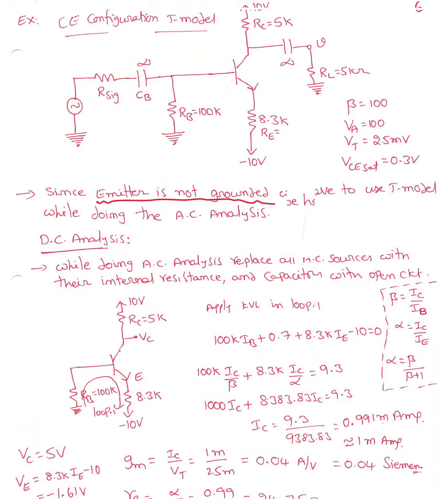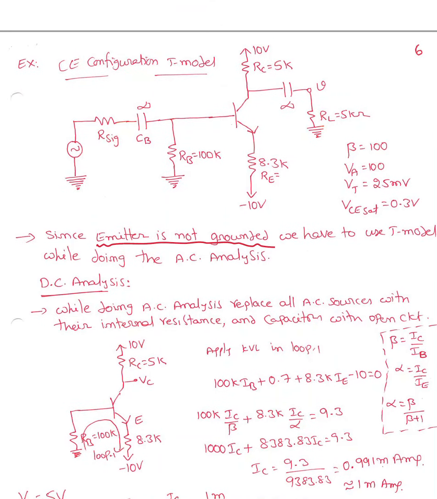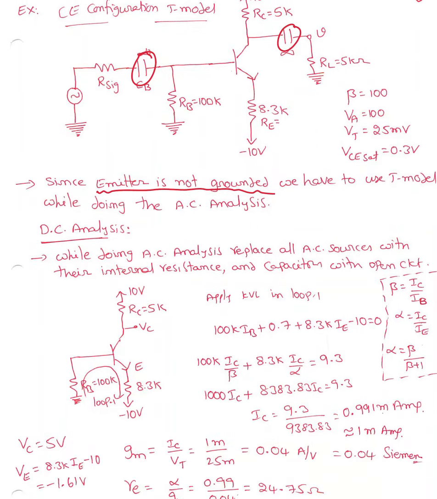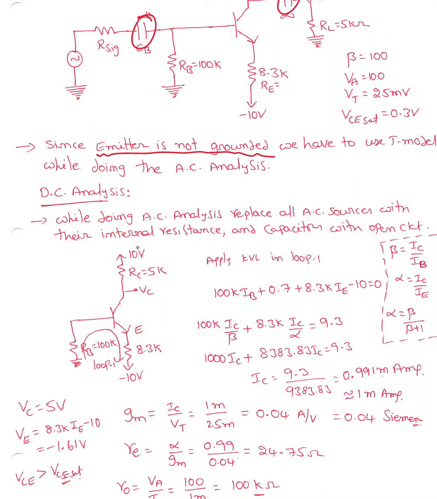First thing, we have to do the DC analysis. While doing DC analysis, we know that the capacitor is going to act like an open circuit. So I'm going to remove all the circuit connected through the capacitor. Now we'll end up with this small circuit. Now we're going to do the DC analysis to find IC. IC is needed to continue solving the AC analysis.